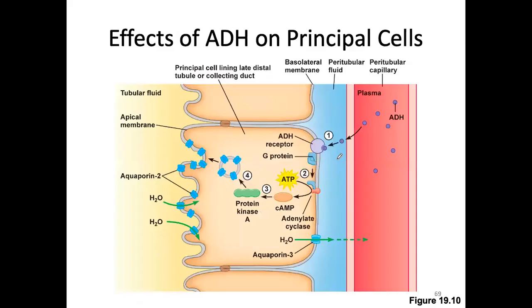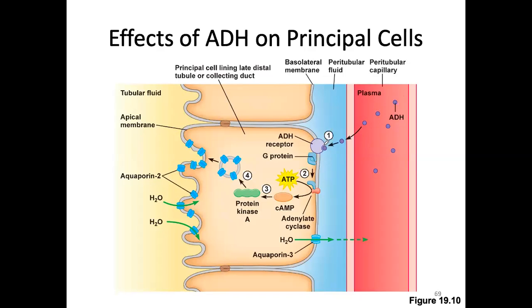Okay, good. How does ADH work? You have ADH in the bloodstream. It's going to bind to receptors on the surface of the cell. So is it a steroid hormone or a protein hormone? Good, it's a protein hormone or a peptide hormone because it can't get into the cell. It has to bind to a receptor on the surface of the cell.